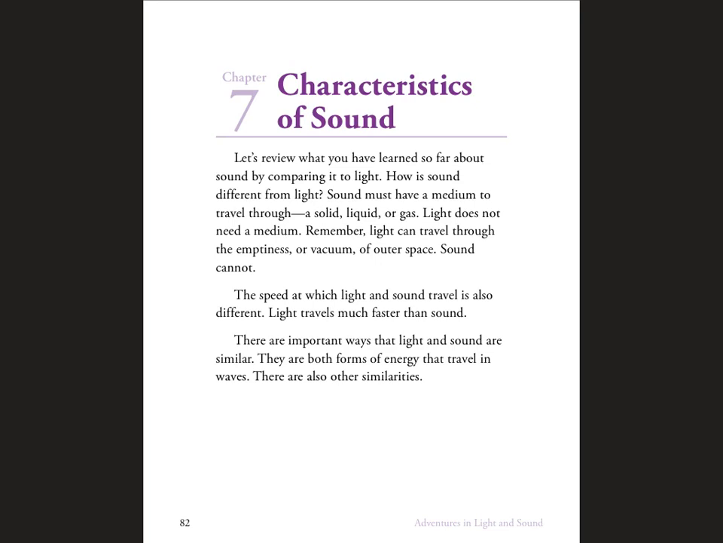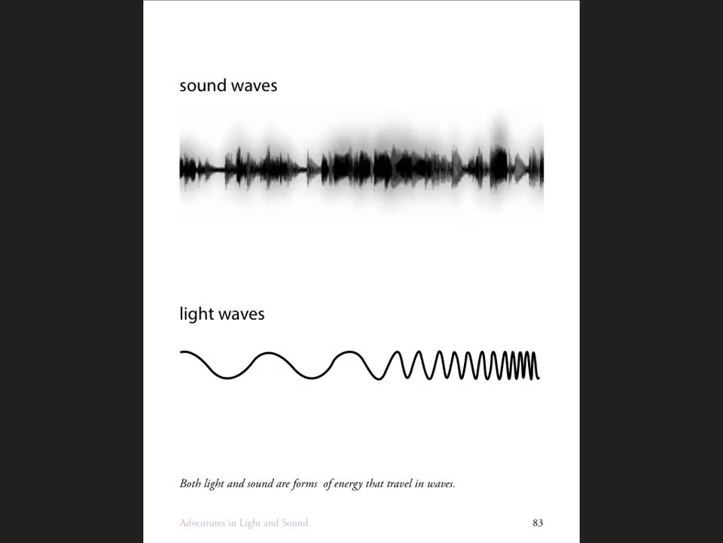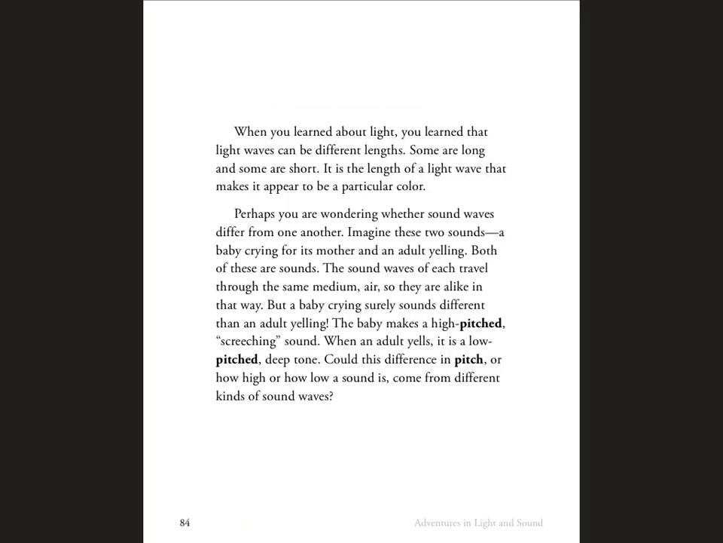There are important ways that light and sound are similar. They are both forms of energy that travel in waves. There are also other similarities. Both light and sound are forms of energy that travel in waves. When you learned about light, you learned that light waves can be different lengths. Some are long and some are short. It is the length of a light wave that makes it appear to be a particular color.